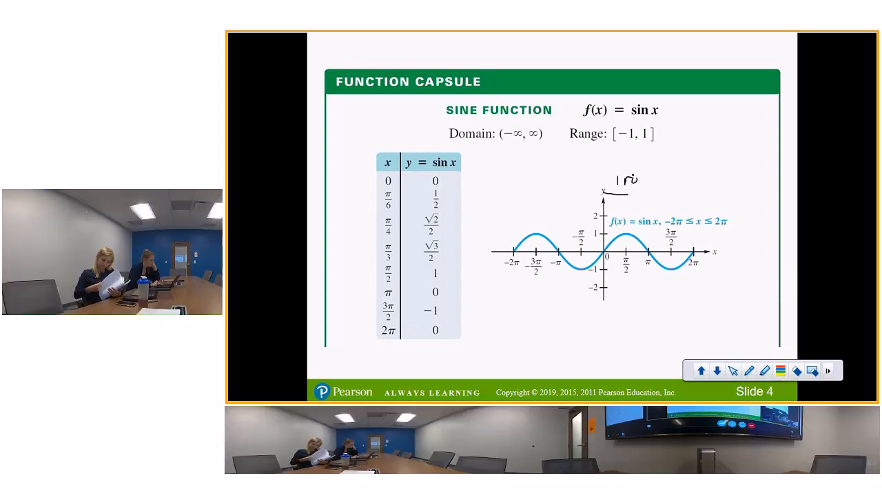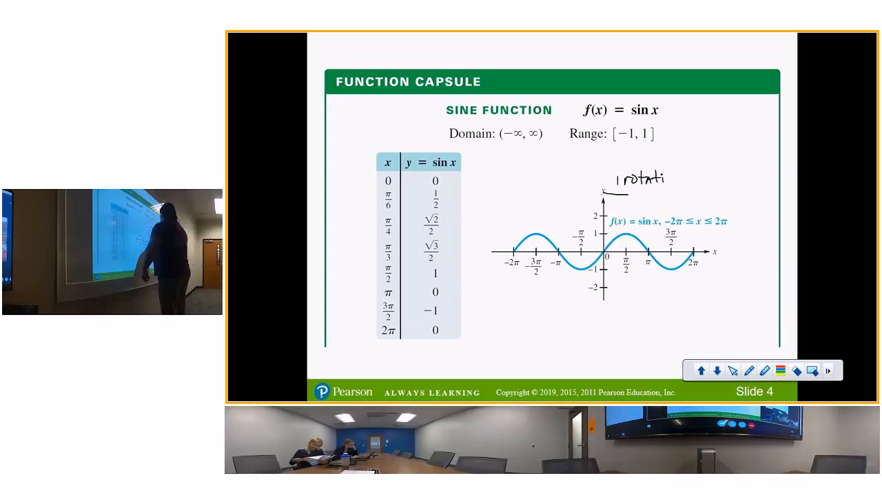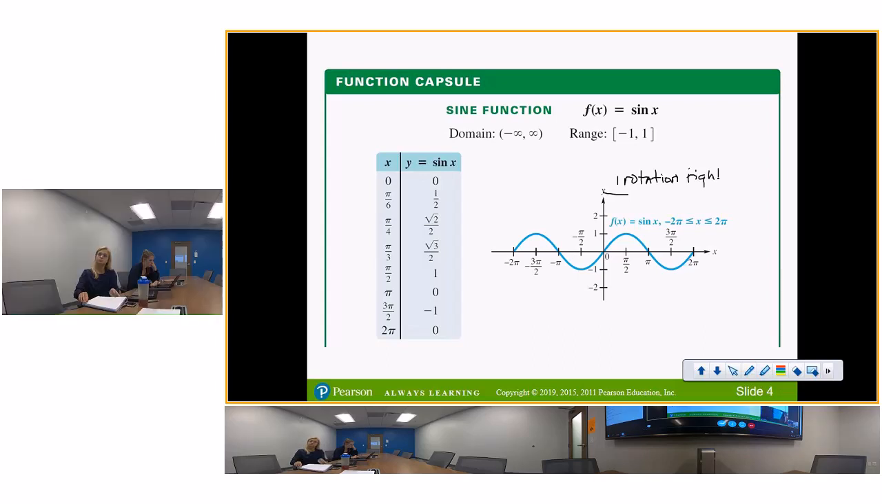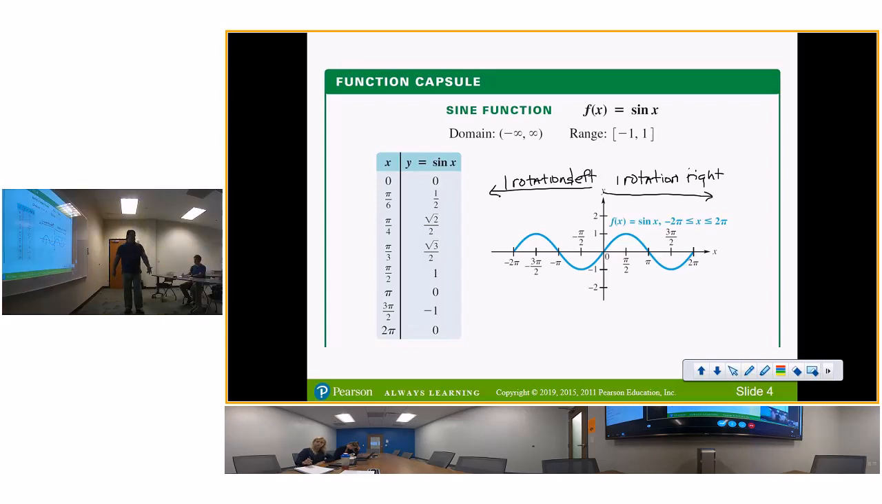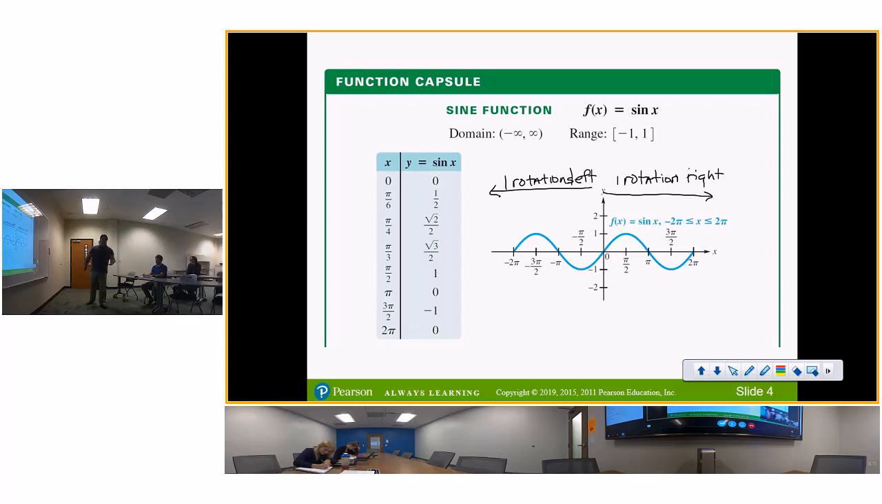One rotation to the right, and one rotation to the left. And I guarantee you some person, maybe some person in here or whatever, has never realized that the sine and the cosine curve is basically a two-dimensional graph of the what? The unit circle.